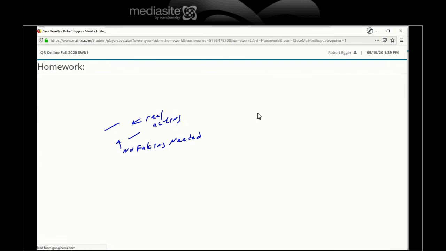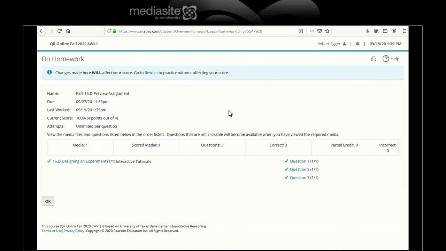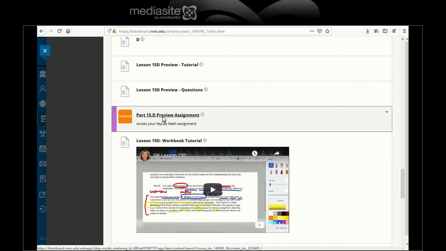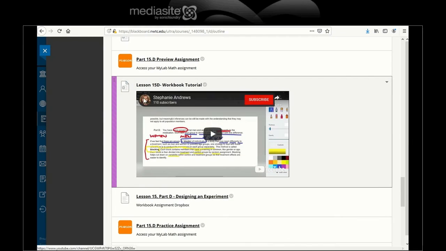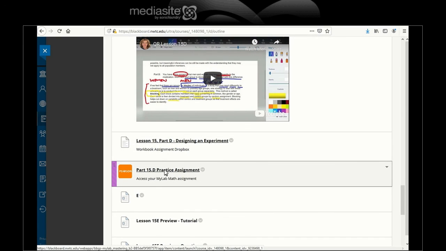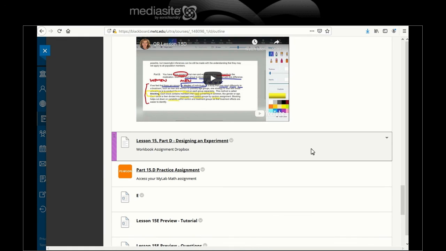And with that, we have completed lesson 15D, preview assignment, designing an experiment. So, go back and do the questions yourself. Again, work with Stephanie on the workbook, upload the assignment, and work on the practice assignment. And with that, I'll shortly see you. Shortly is a relative term. In looking at 15E preview tutorial.